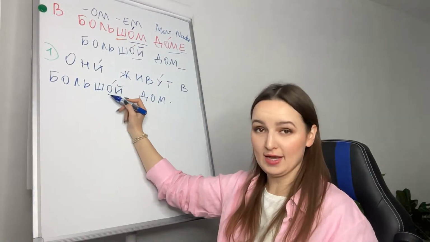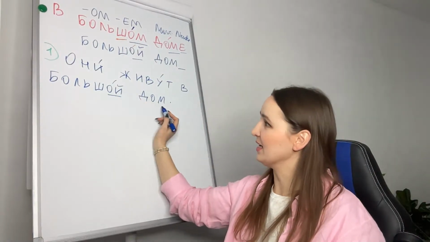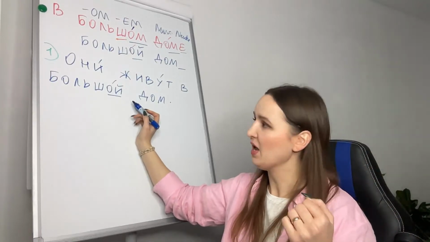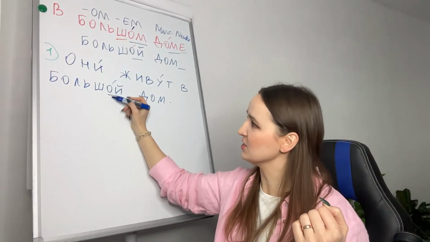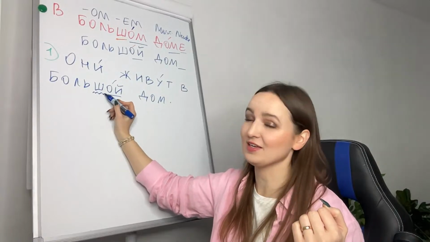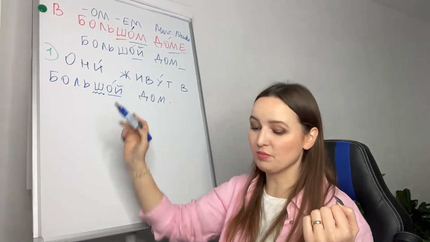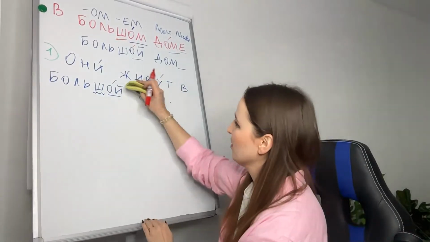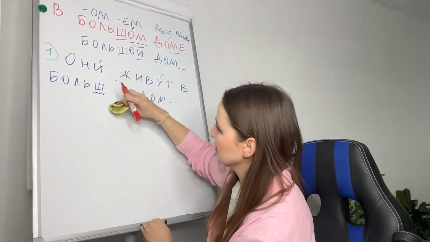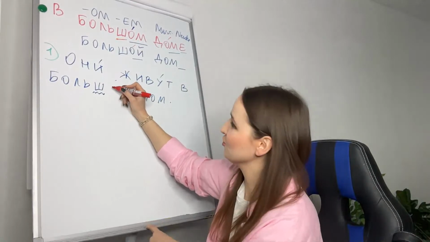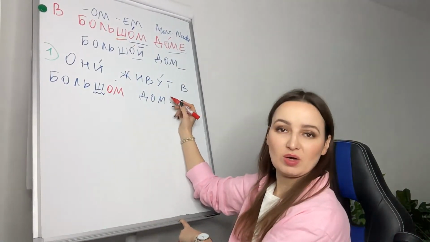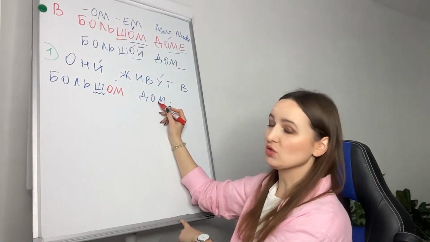We have oi ending here, да? And the gender is masculine. So let's think, okay, it's masculine. I have oi and it is stressed and I have a sh letter here. That means that I will replace oi with om, большом. В большом, because the last syllable is stressed, and I have a sh letter here.